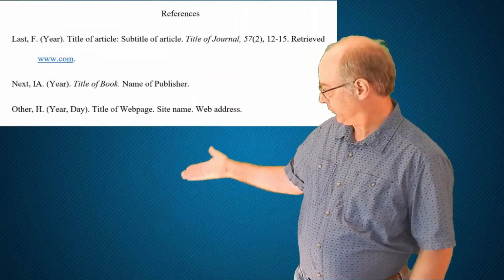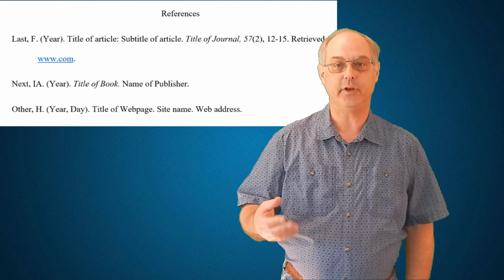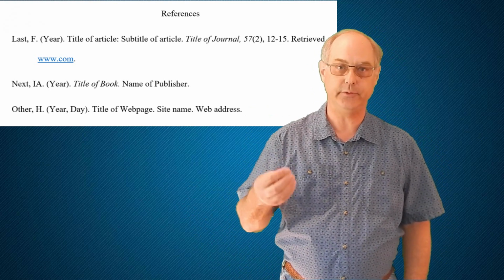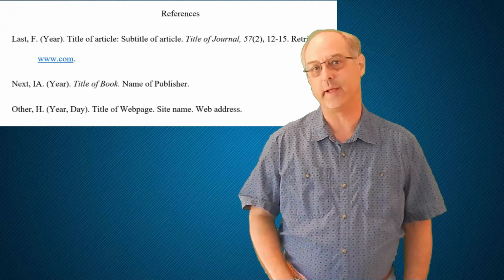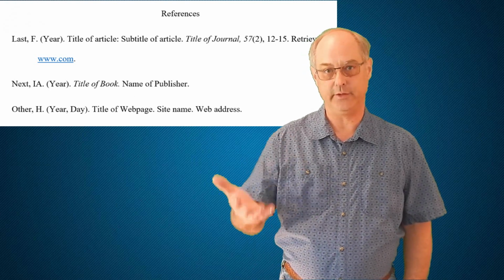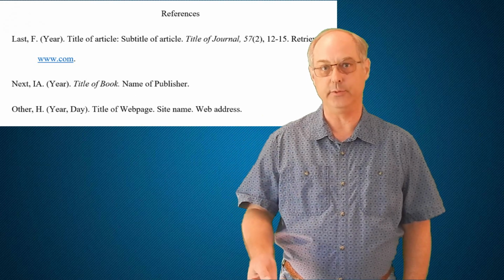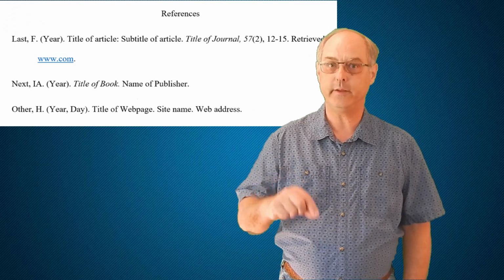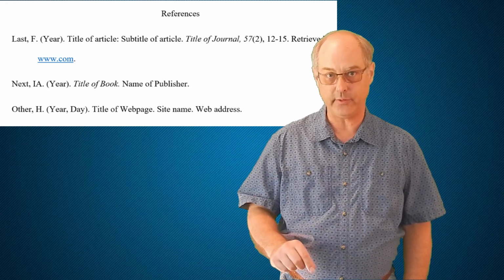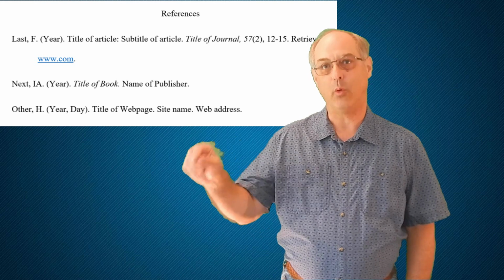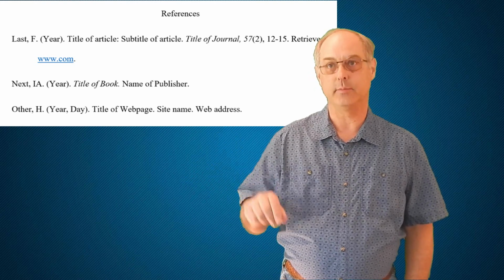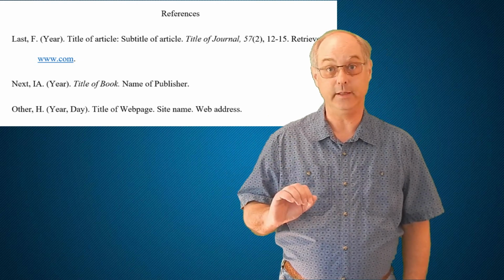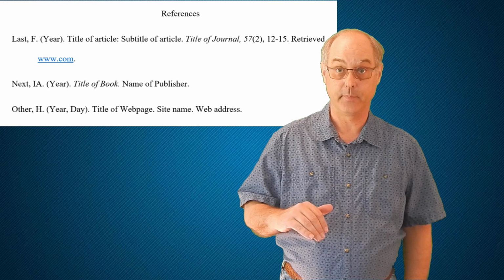So your references list is a list of sources that you have researched and actually used in your paper. That makes it different from a bibliography, which is a list of everything you have used in your research process. In the references list, you are using only those things that you actually quote, paraphrase, or summarize in your paper. That list is organized alphabetically by author's last name.